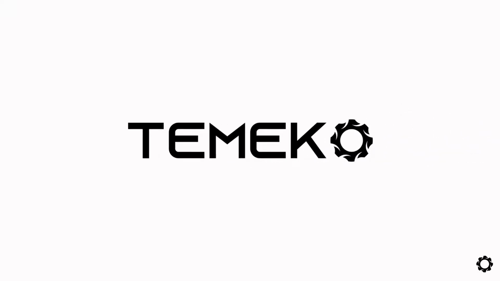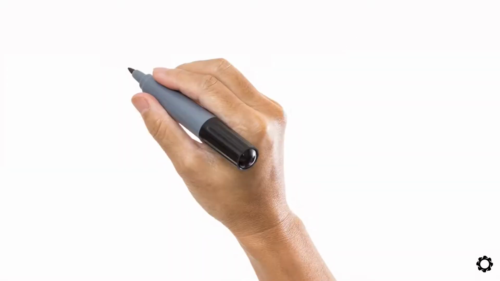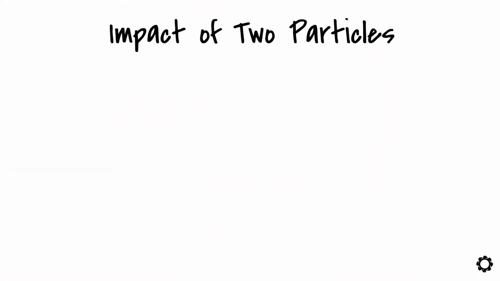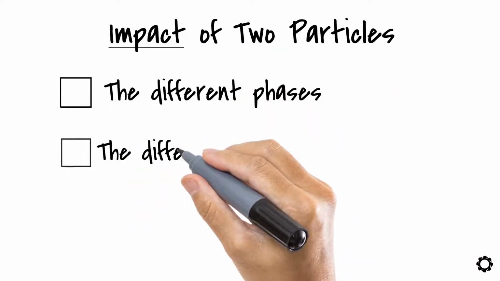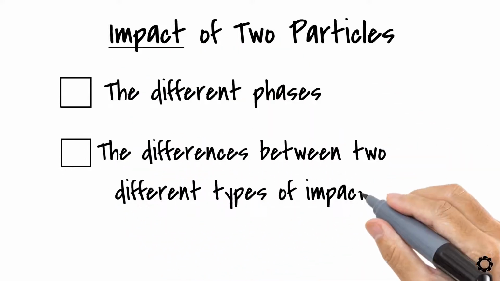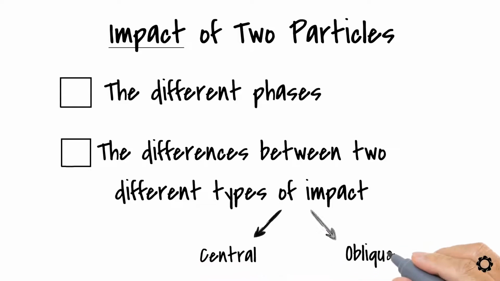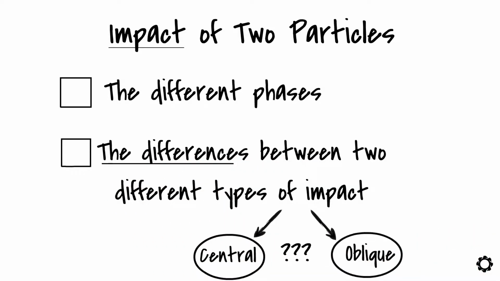In this video, we are going to get more familiar with the concept of impact of two particles. We'll learn the different phases of impact and also learn the differences between two different types of impact, which are central and oblique impact. But what is the difference between these two, you may ask?